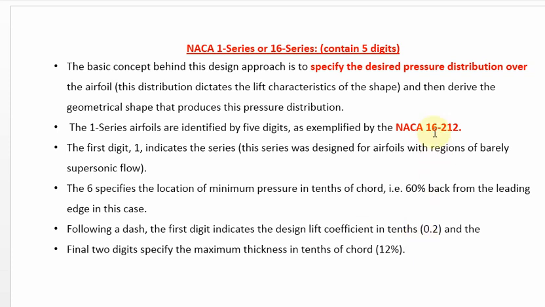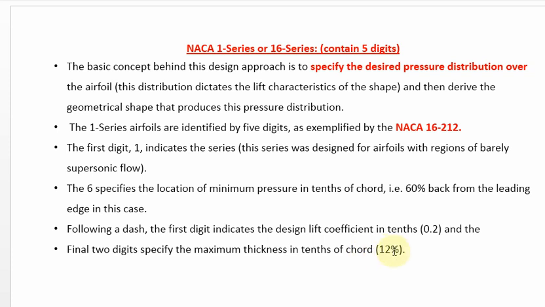See here, after the hyphen, you see the line 2. So number 2 defines the design lift coefficient in tenths. That means 0.2 lift value. We can identify that by using the numbering system alone. Similarly, the final 2 digits specify the maximum thickness in tenths of the chord, so as usual 12% is your maximum thickness.